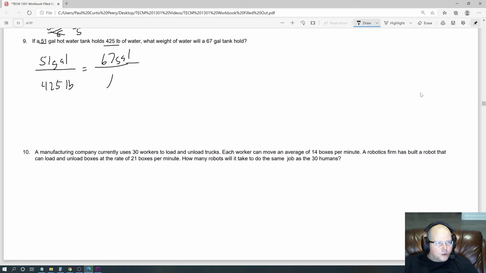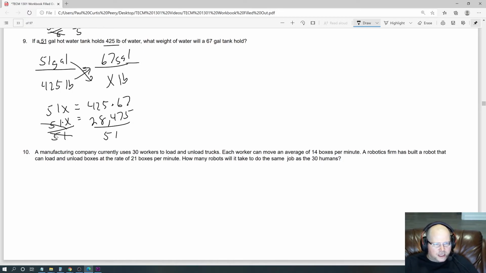Cool, so far so good. But we don't know how many pounds that holds. So I'm going to put an x there, the unknown, right? So we multiply across 51 times x, 51x. And then we also cross multiply here, which is 425 times 67. Okay, so that gives me 51x is equal to 28,475. And then we undo the multiplication of x by 51 by dividing by 51, and whatever we do to one side, we do to the other. And that gives me x is equal to 558.33.